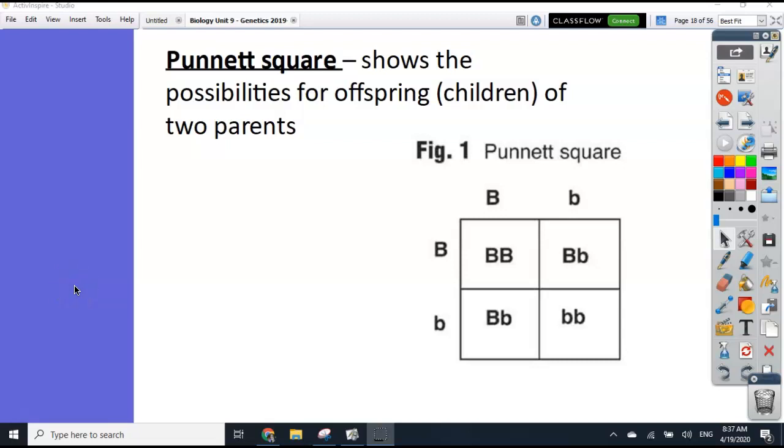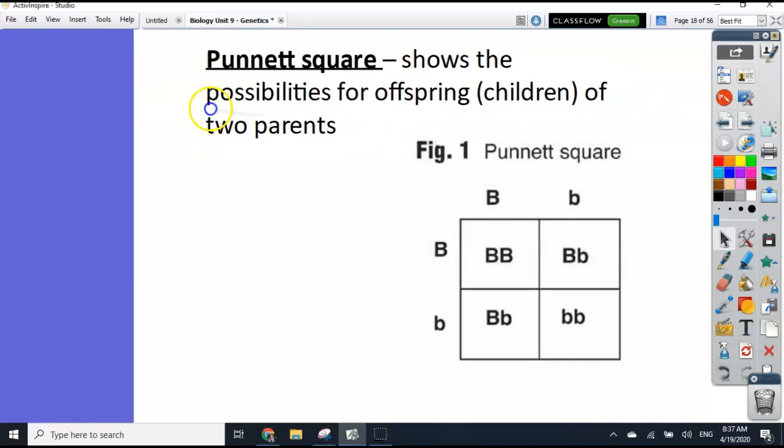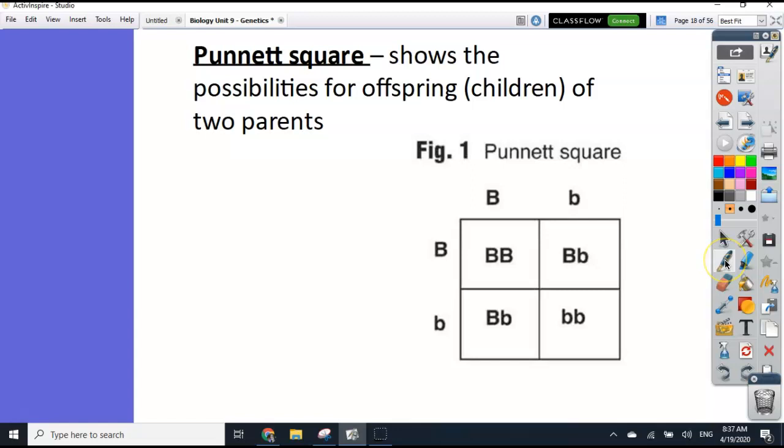So today we're going to talk about Punnett squares. Now, Punnett squares are used to determine possibilities for offspring or children. So the reason we use a Punnett square is to figure out what the genotypes, the genes, the letters of the children might possibly be.